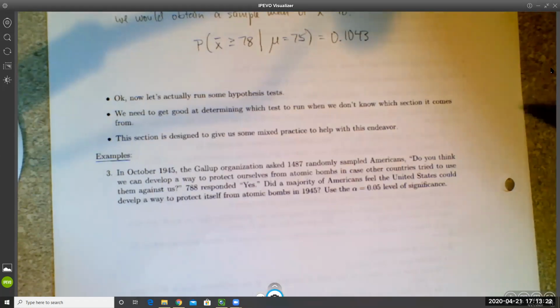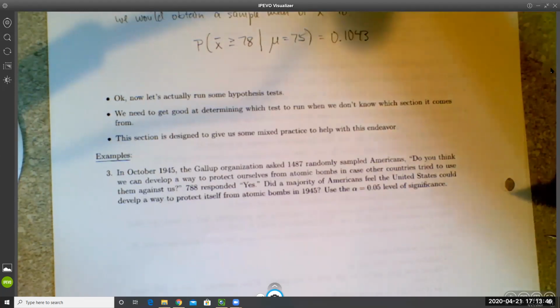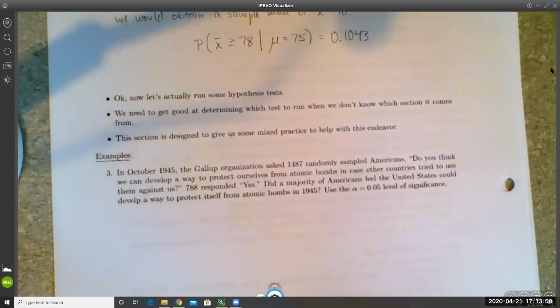What this section is really good for is giving us mixed practice. It's like when we were in 10.2, we knew that every problem we saw, we were going to be testing proportions. In 10.3, we knew that every problem we were going to be testing means, and so forth. But on a test or a quiz, you're going to be confronted with just a random problem, and you're going to have to know, using the context clues from the problem itself, what parameter you're testing. So this section gives us some really good mixed practice to get good at that. So let's look.